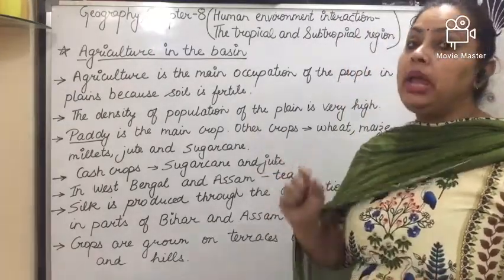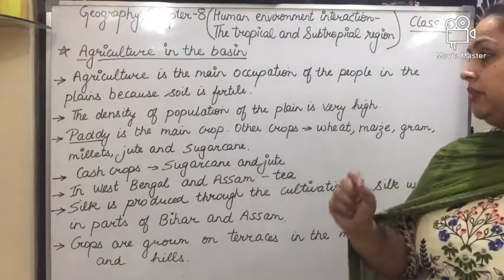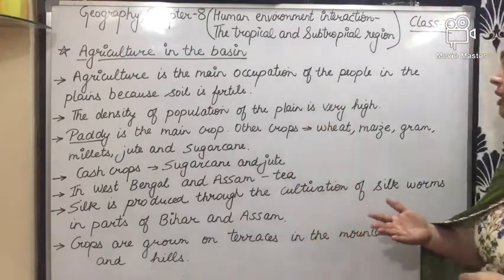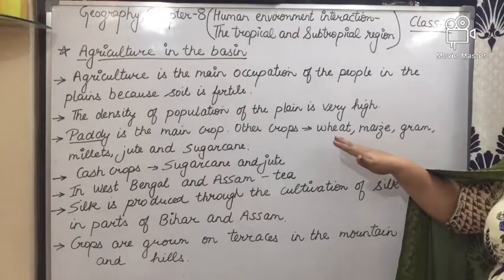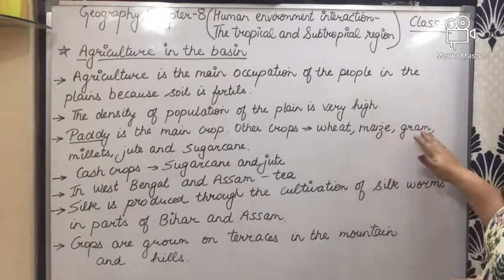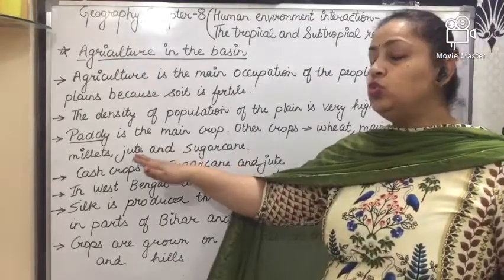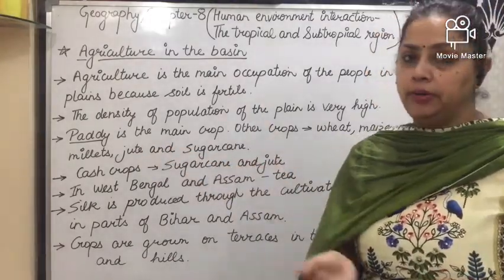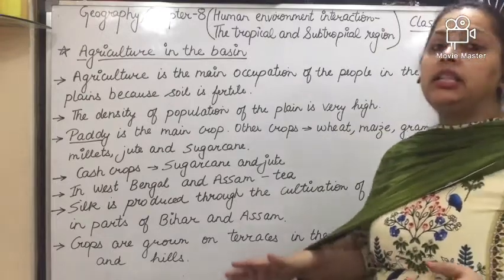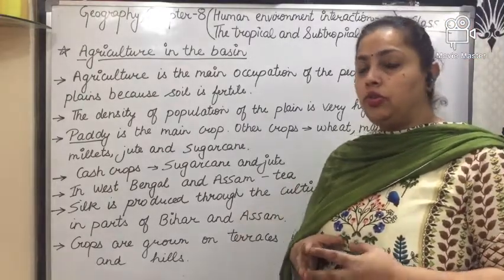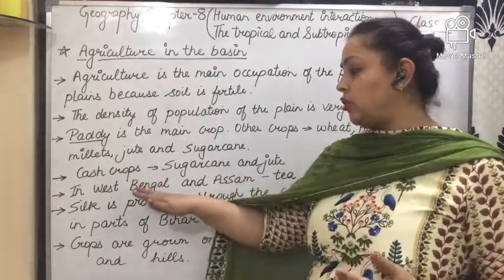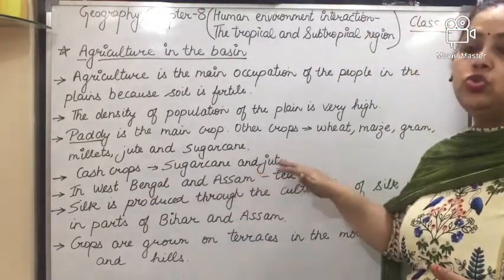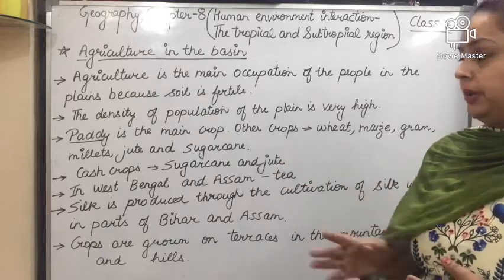Paddy is the main crop that is cultivated over here. Other crops are also grown over there, like wheat, maize, gram, millets, jute and sugarcane. Second thing, the cash crops. You already know what we mean by cash crops. Cash crops like sugarcane and jute are also grown over here.